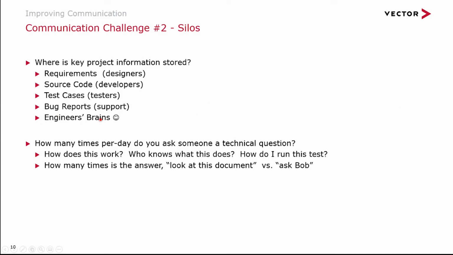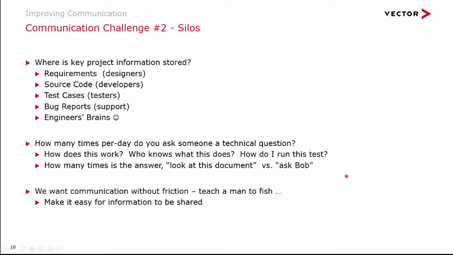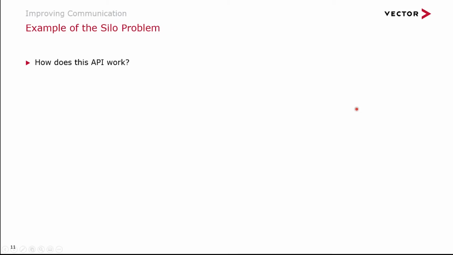And so I think one of the things is we need to get some of this critical information out of the silo that's just floating around in engineers' brains. So we want the communication without friction, right? Teach a man to fish, don't feed him a fish. And we want to make it easy for information to be shared so it's obvious where the information exists and which is the single source of this information. And that's what I'm going to get into next as a topic.